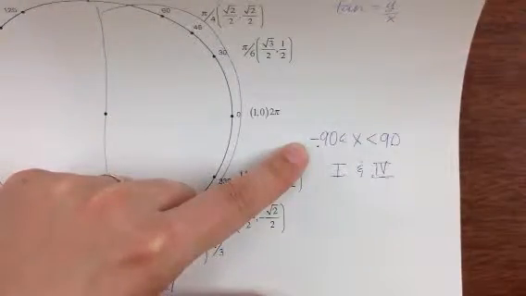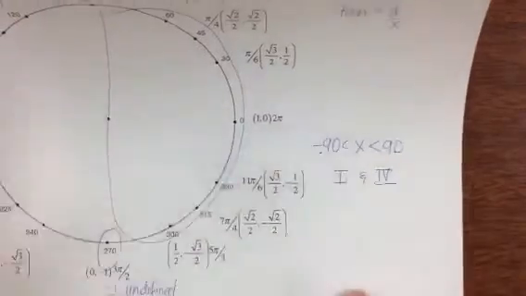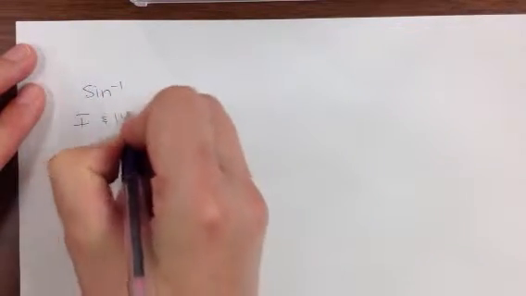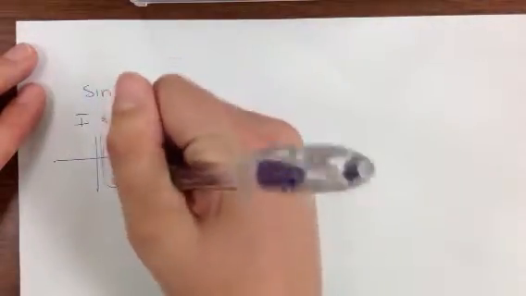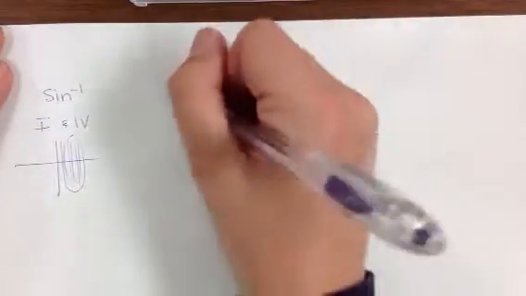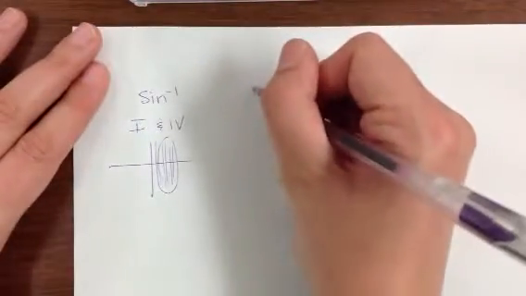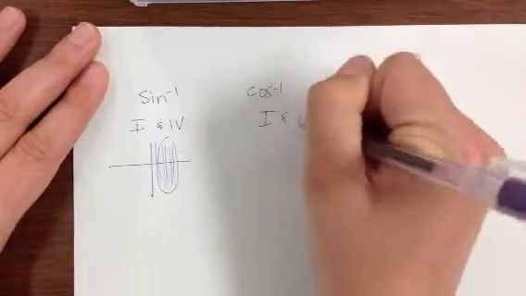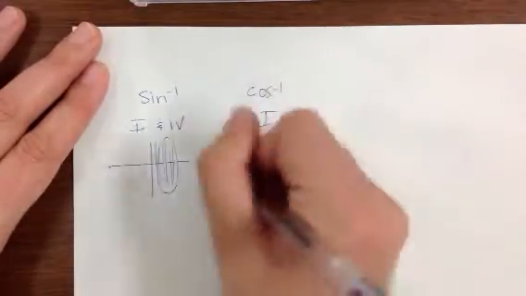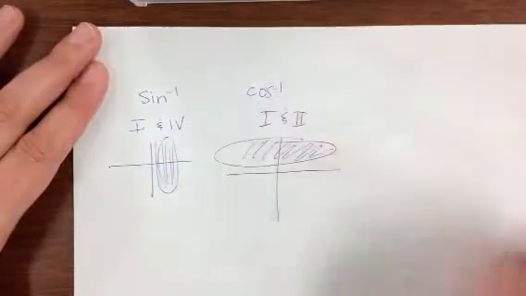If you did not write these down, go back into the video and write these down. Tangent is the first and fourth. So just to recap, sine is restricted to the first and fourth. So in sine, I'm only looking at these two quadrants. These are the good ones. For cosine, I'm only looking at the first and second quadrant. So I only want these two quadrants.